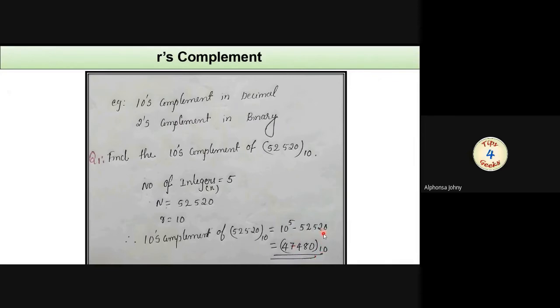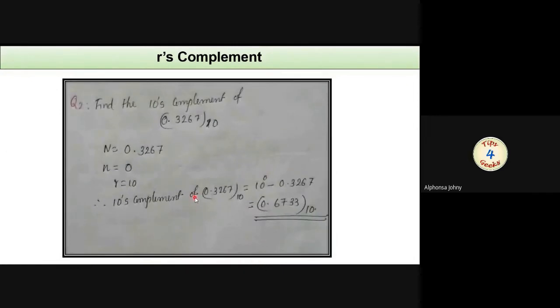So in order to make error-free calculations, in the exam also you can use calculators. 10 raised to 5 minus 52520. The answer is 47480 to the base 10. So the 10's complement of 52520 is equal to 47480 to the base 10. So the equation is r raised to n minus N. Next, we can see another example.